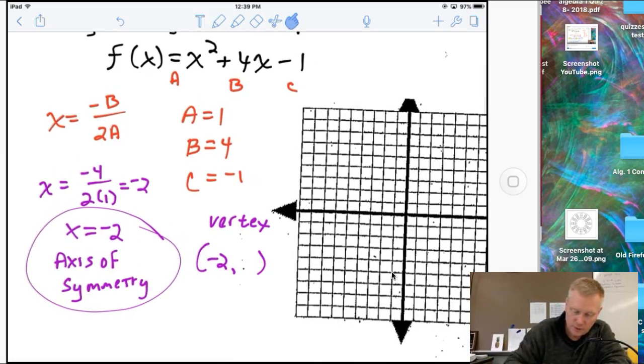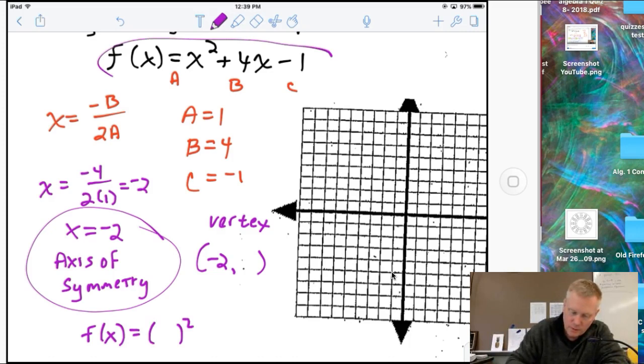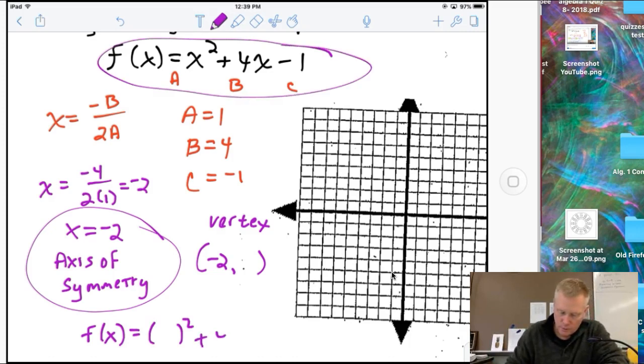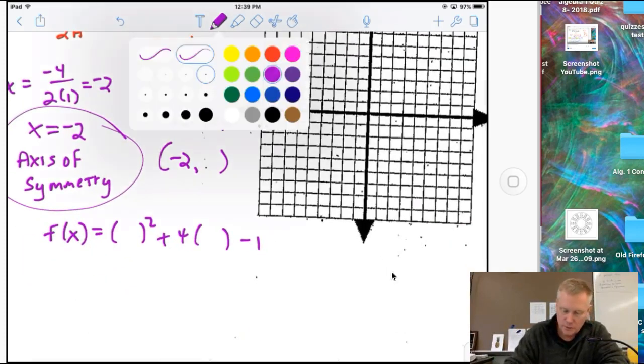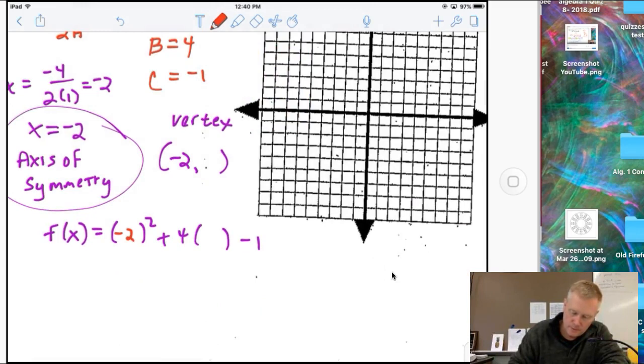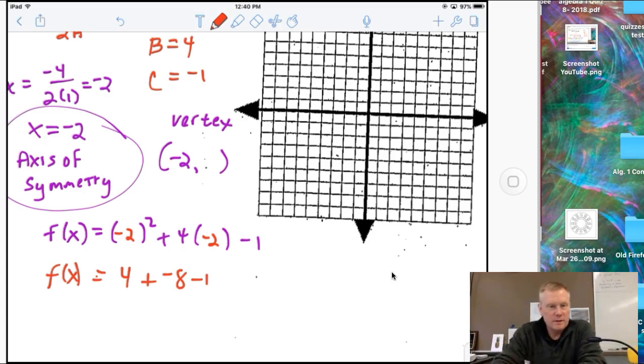In order to get the y-coordinate, I'm going to plug that negative 2 into the original equation back up there, x squared plus 4 times x minus 1. So when I plug in the negative 2 in both spots, square it: negative 2 squared is positive 4. 4 times negative 2 is negative 8, and 4 plus negative 8 is negative 4, and negative 4 minus 1 is negative 5. So that is going to be my vertex.